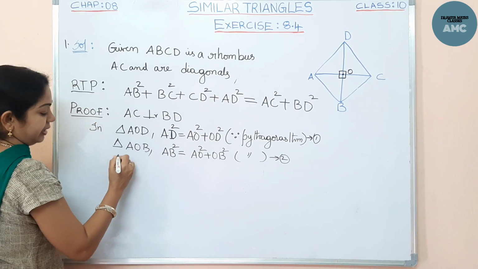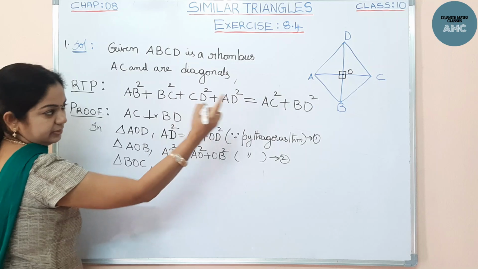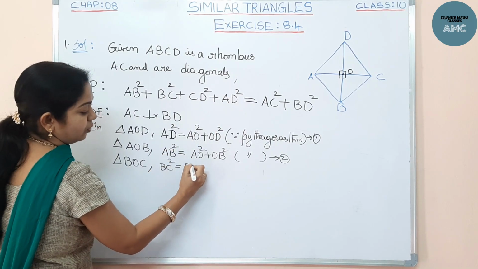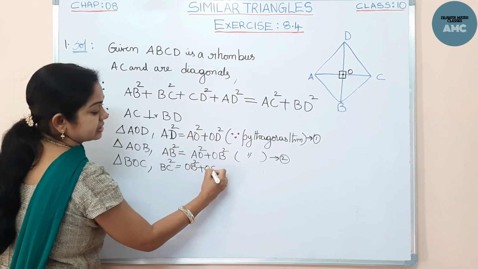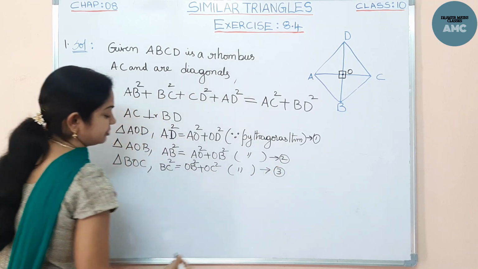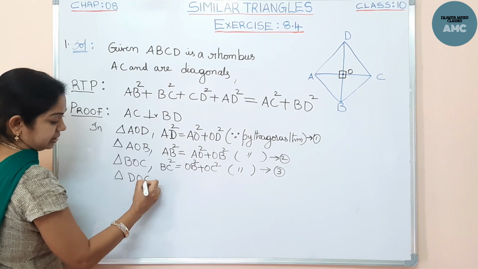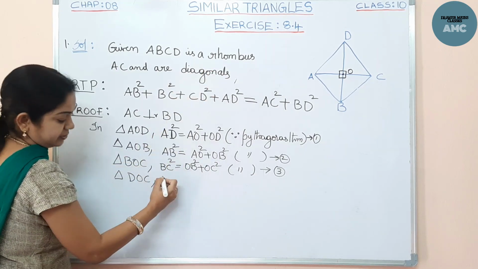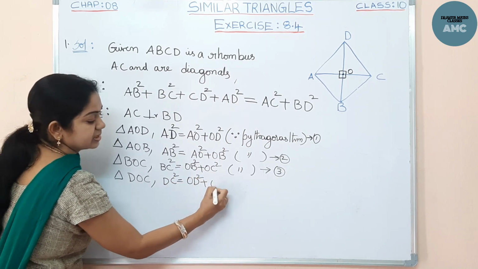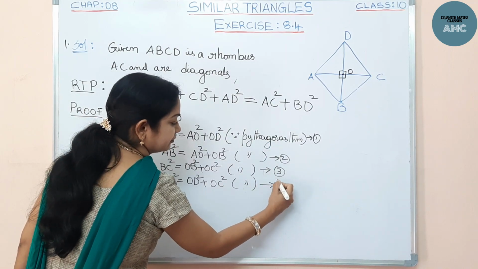Now the third triangle, I'll take triangle BOC. The hypotenuse there is BC, so BC square is equal to OB square plus OC square. The same thing, ditto, you can write as equation 3. Now take the fourth triangle, that is DOC. In that the hypotenuse is DC, so DC square is equal to OD square plus OC square. Similarly by Pythagoras theorem, this is equation 4.